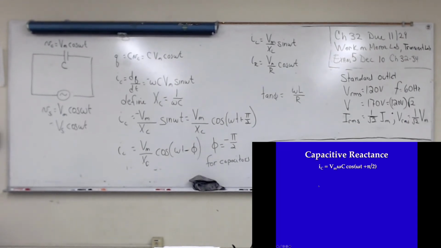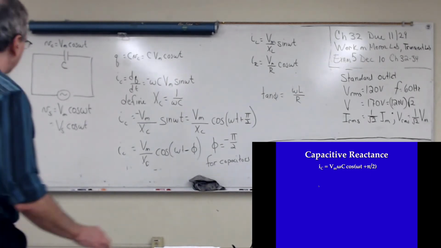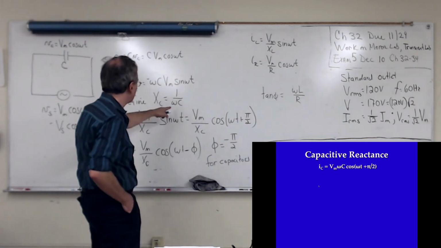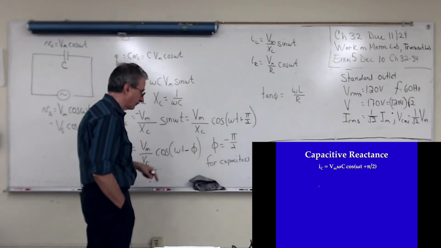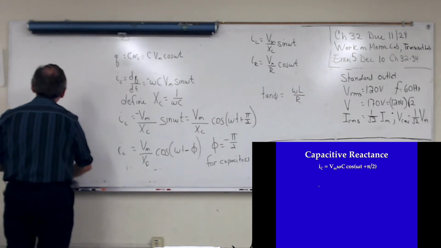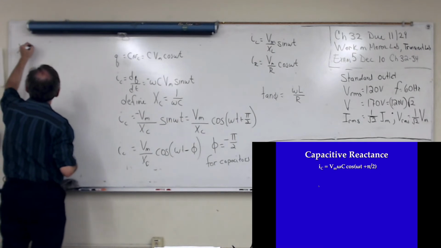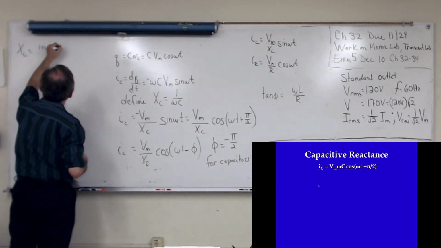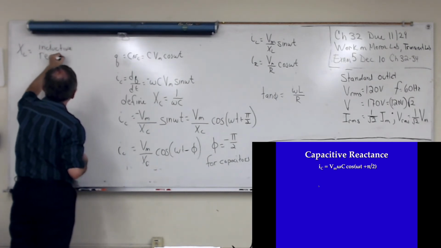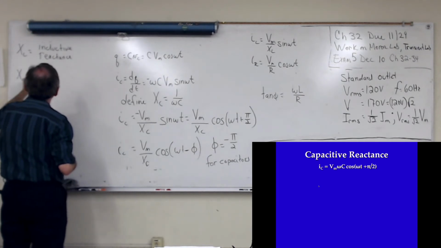So you should be able to make the drawing for the RC circuit, the phasor diagram. Now, I defined this term. This is called the capacitive reactance. X sub L was the inductive reactance. X sub C is called the capacitive reactance.